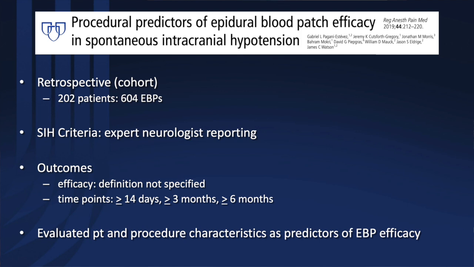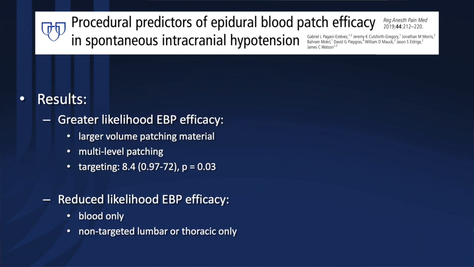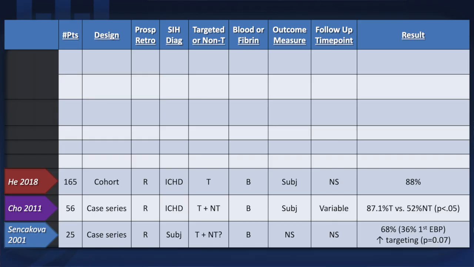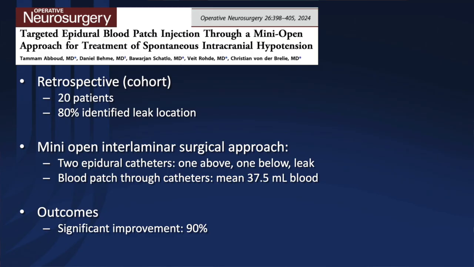time. They evaluated some of the patient procedure characteristics as predictors of a successful patch, and they found greater likelihood of blood patching efficacy with larger volumes, which we see across several studies, multi-level patching, and specifically targeting. And targeting was statistically significant here. Reduced likelihood when it was non-targeted. And so I think this is another paper, and maybe even stronger evidence, that's advocating for the targeted approach from 2019. This paper in 2024 is more recent.